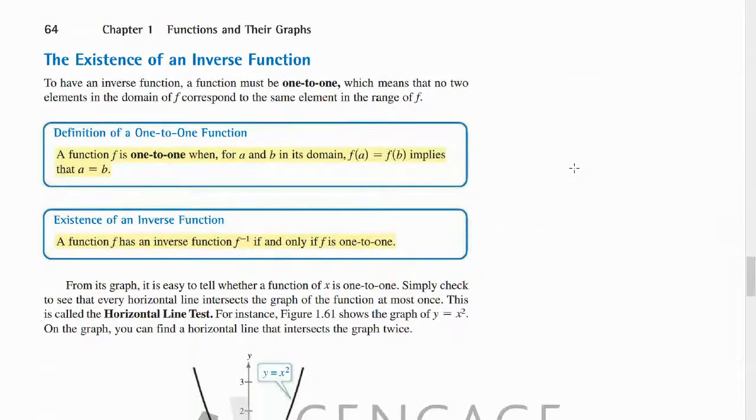All right, now we want to talk about whether or not an inverse is actually a function. I kind of alluded to this a minute ago. But in order to have an inverse function, a function must be one-to-one. So what in the world does one-to-one mean? Well, what that means is no two elements in the domain, so no two x values, are mapped or correspond to the same element in the range.